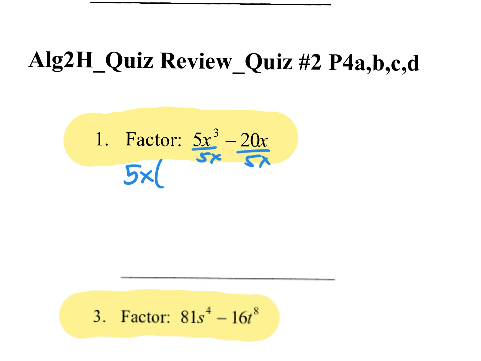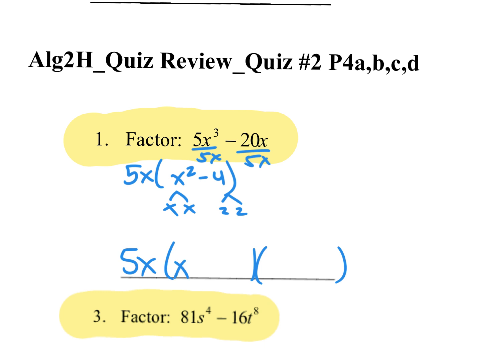When you take out the 5x, you're left with x squared what? Minus 4. You leave it there, that's halfway done. Always see if you can simplify more. What are you left with here? There's 2 terms. There's a minus sign in the middle. What is it? Difference of squares. Good. So it's 5x. What times what gives me x squared? X and x. What times what gives me 4? 2 and 2. And what are the signs going to be in the parentheses? 1 plus, 1 minus.